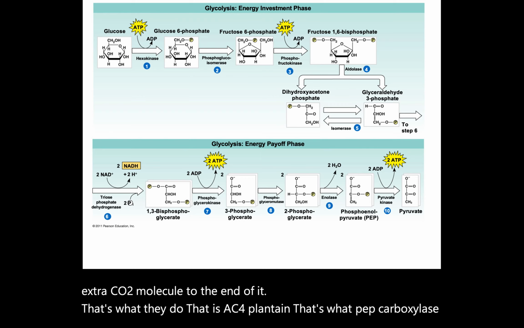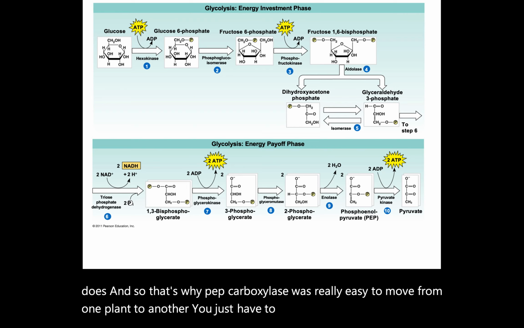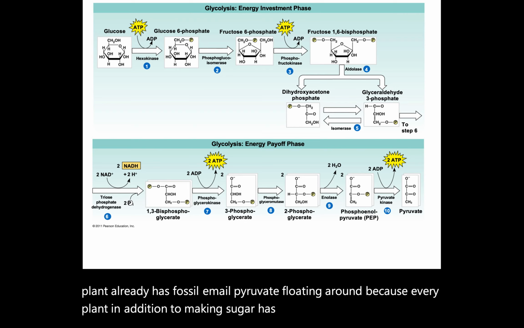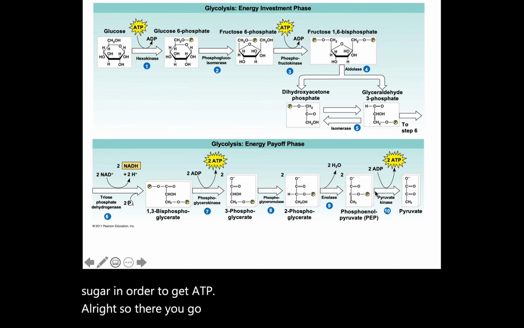And so that's why PEP carboxylase was really easy to move from one plant to another. You just have to add the enzyme because every plant already has phosphoenol pyruvate floating around, because every plant, in addition to making sugar, has to break down sugar in order to get ATP. All right, so there you go. That solves that little mystery.